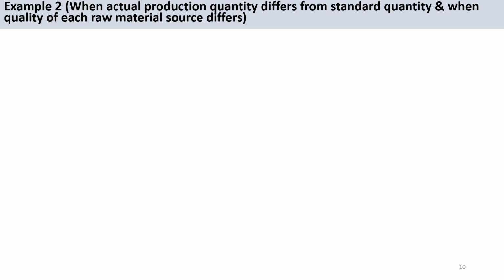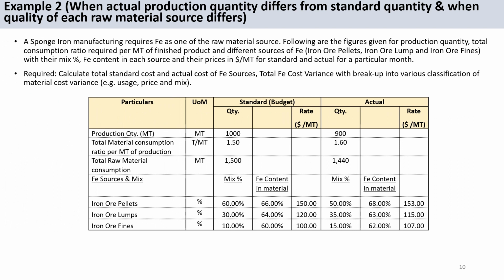Now let us understand with another example, when the actual production quantity differs from the standard quantity and when the quality of each raw material or source also differs. Here I have taken an example of a sponge iron manufacturing plant which requires Fe as one of the raw material sources, and Fe you can get from three sources: iron ore pellets, iron ore lumps, and iron ore fines. So in this example, I have given the standard production quantity of, let's say, 1000 metric tons. Actual production is 900 metric tons.